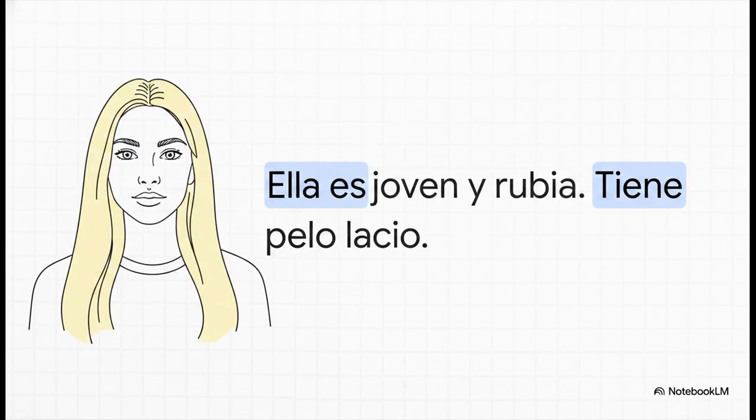Next up, let's look at Leticia Reyes. We can actually craft a quick little mini narrative for Leticia by pulling together her age and hair type to solidify the lesson. So we'd say, ella es joven y rubia. She is young and blonde. And for her hair texture, tiene pelo lacio. She has straight hair. It's structural, it's highly logical, and it creates a perfect snapshot of exactly who she is.